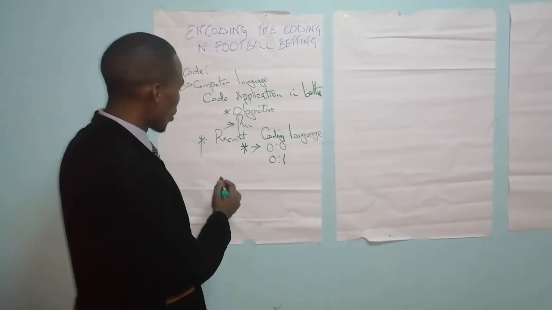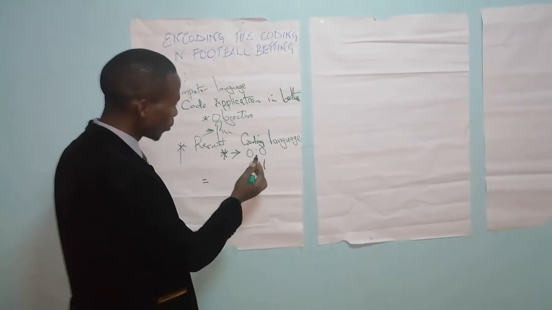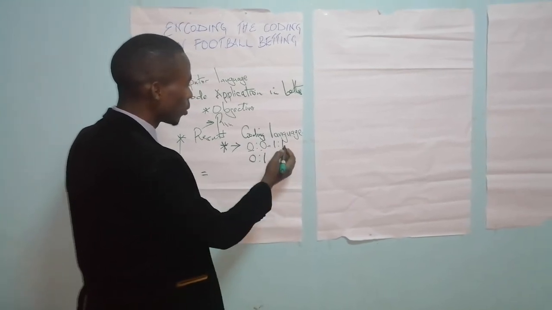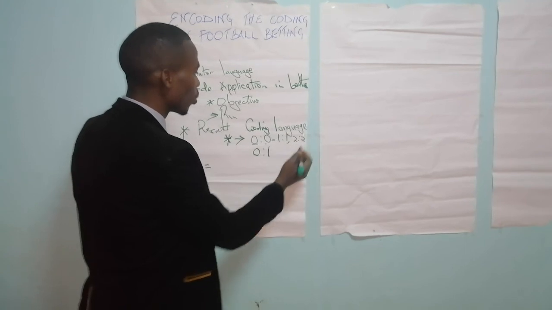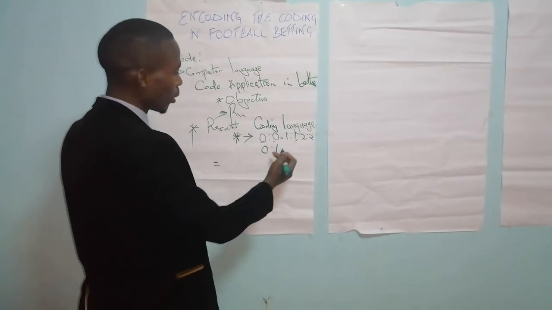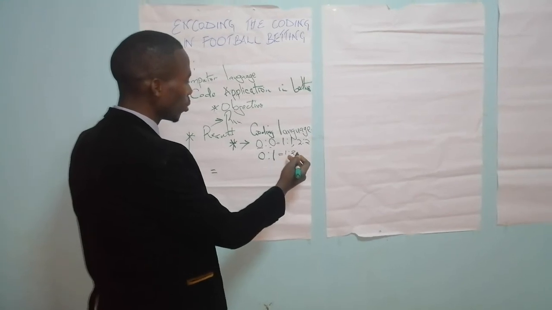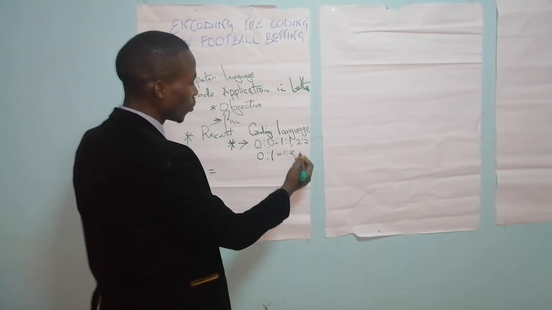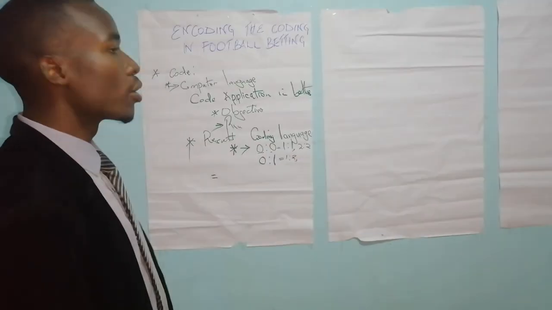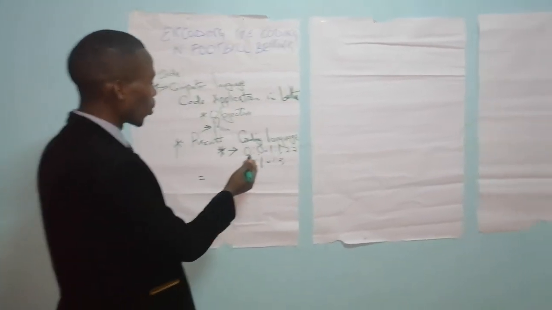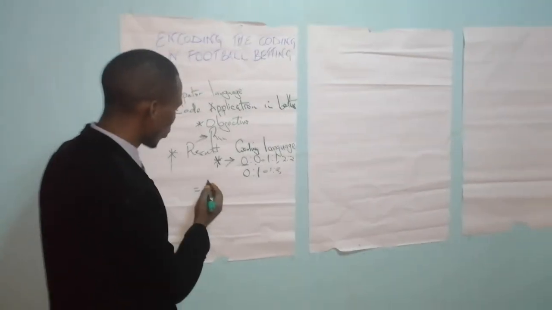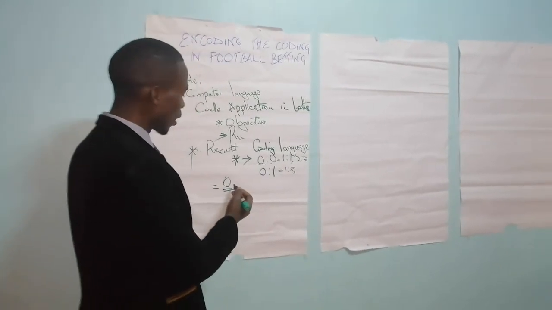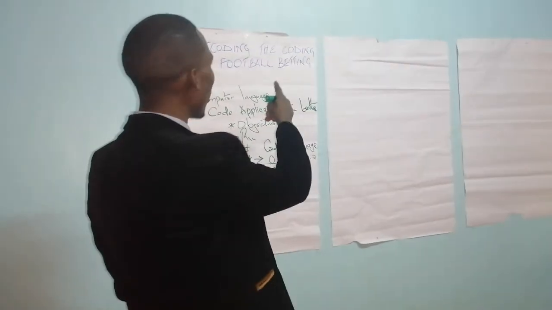So the two main languages: this is equal to 1-1, 2-2. This one is equal to 1-2. So we want to talk about 0 as a coding language. In what instances can you categorize 0 in football betting?